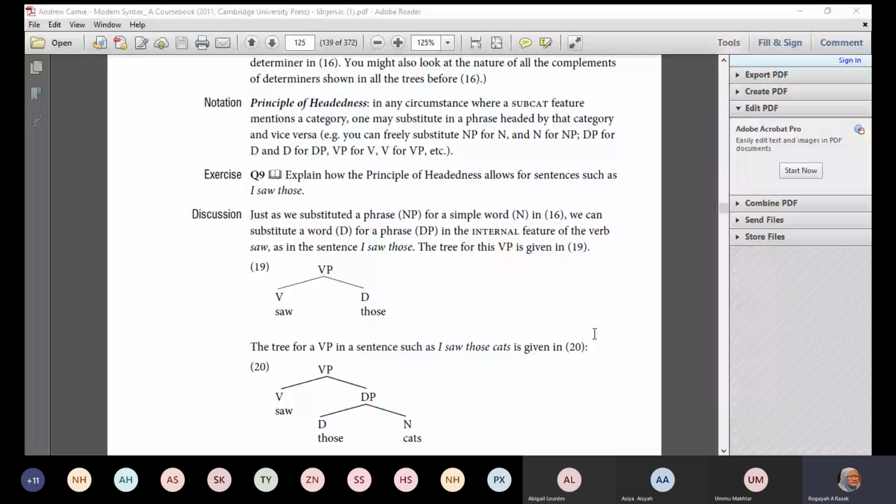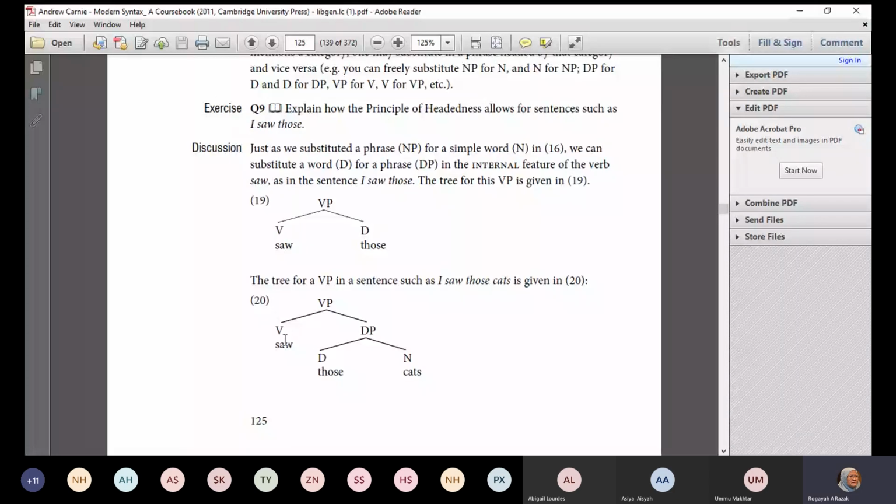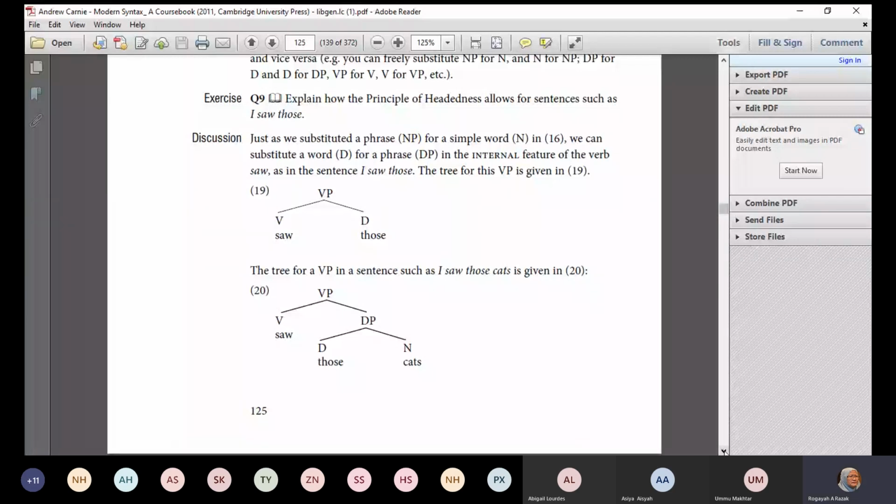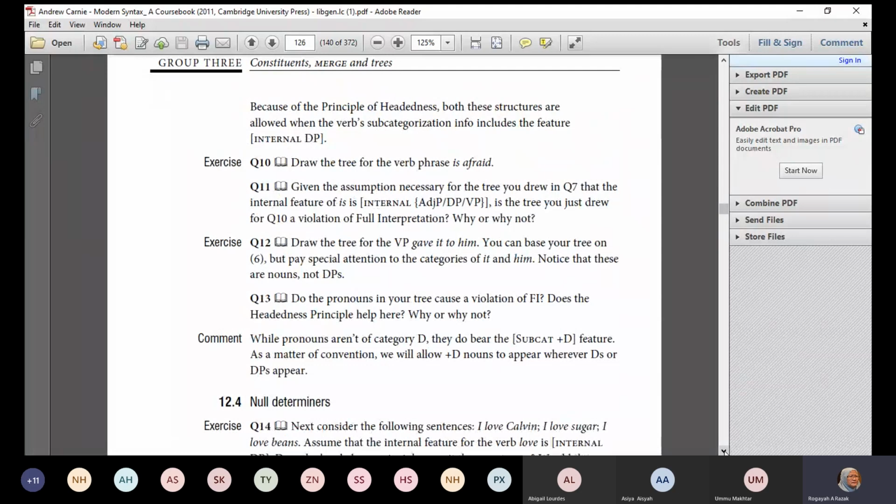So the tree for a VP in a sentence such as I saw those cats is given in 20. Notice that under the VP, the V is only one element here. That's okay. Because sometimes you have I have seen those cats, so there will be something else happening with the verb see, which is the have. But in this instance, there's only one, which is saw. That's okay also.